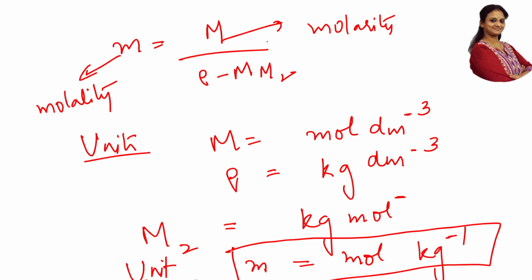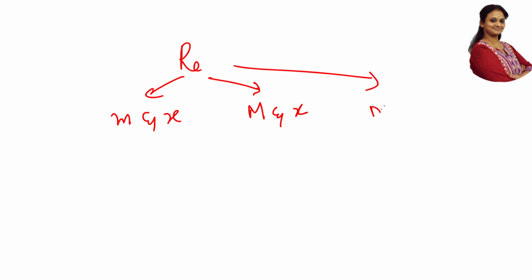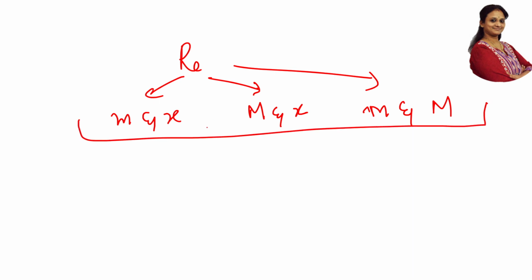So these are the important relationships. If you learn these three, that is, the relationship between molality and mole fraction, between molarity and mole fraction, and between molarity and molality, maximum sums of CBSE will be given from this.